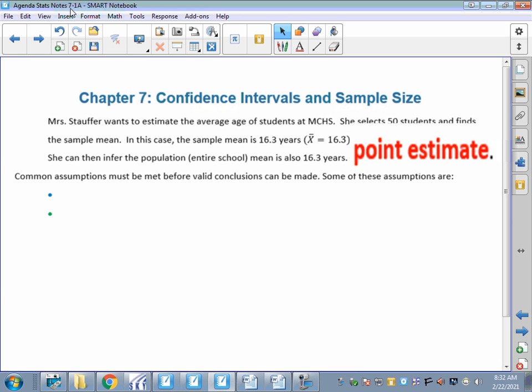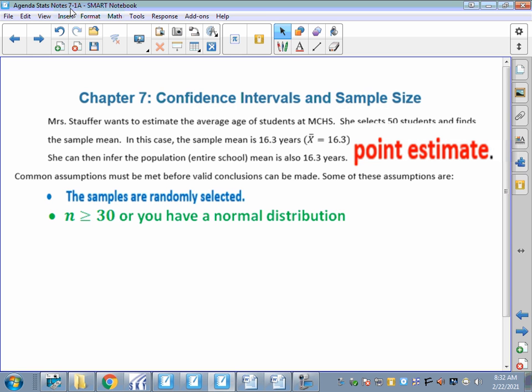So there's a couple assumptions that we have to make before we can do these confidence intervals. The first one is that the samples are randomly selected. We've been talking about this for all year, right? We want a random sample. And the second thing is we always want our sample size to be greater than or equal to 30, or know that we have a normal distribution. So in this case, I am guessing that we probably don't have a normal distribution for our average age of students at the high school. But notice that my N is greater than or equal to 30.